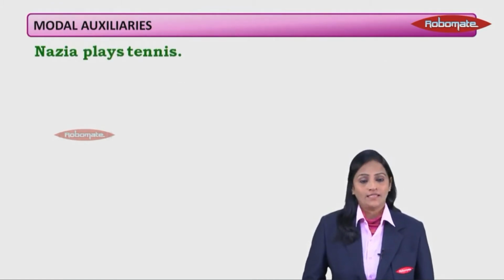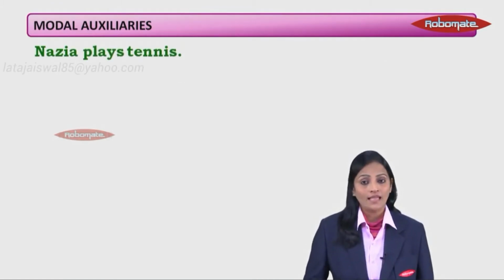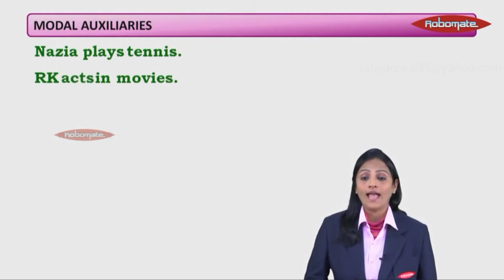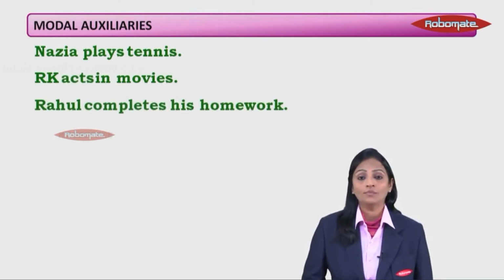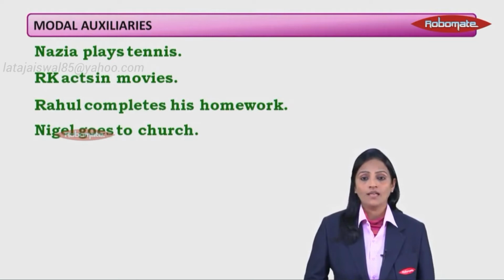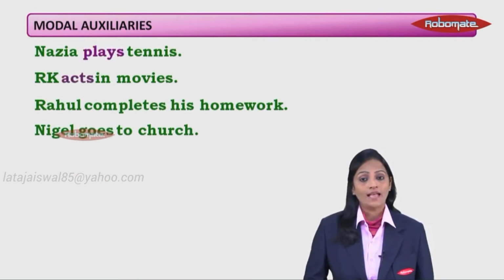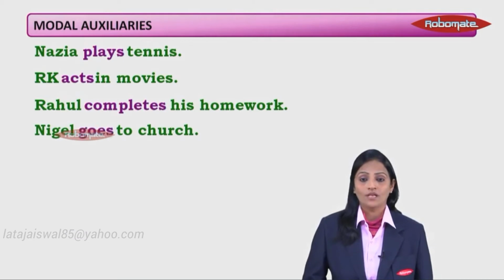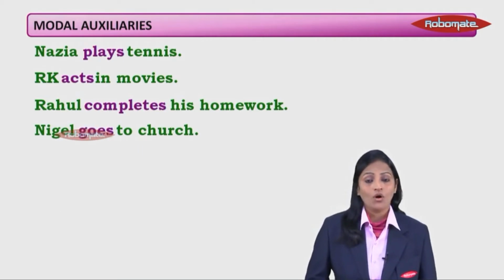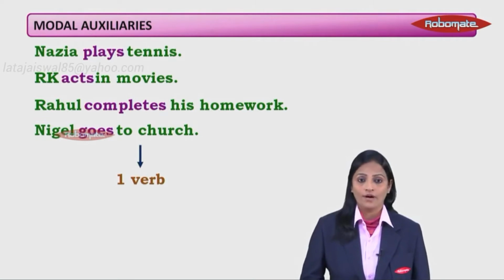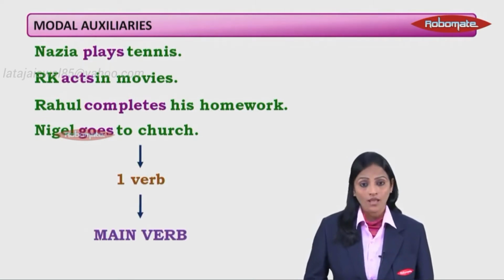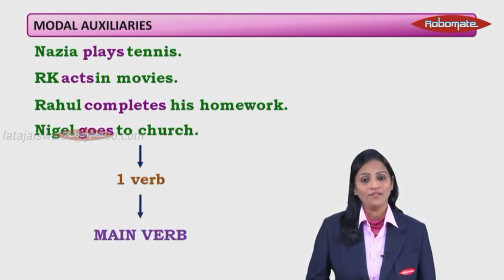Nazia plays tennis. Let's take a look at this sentence and some more. RK acts in movies. Rahul completes his homework. Nigel goes to church. Now look at these verbs: plays, acts, completes and goes. In each of these sentences, there is only one verb. And this one verb is the main verb.